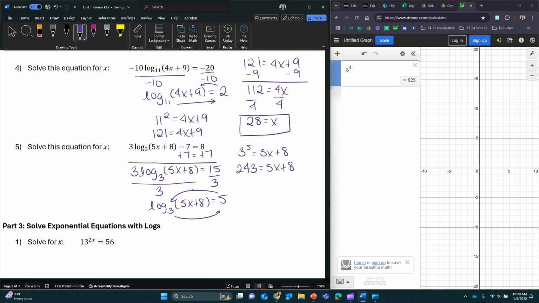And then we're going to go ahead and start off by isolating with subtracting 8 from both sides. So when I subtract 8 from both sides, 243 minus 8 is going to give me 235. So I have 235 equals 5x, and then I'm going to go ahead and divide both sides by 5. When I divide both sides by 5, that's going to give me 47 is equal to x.